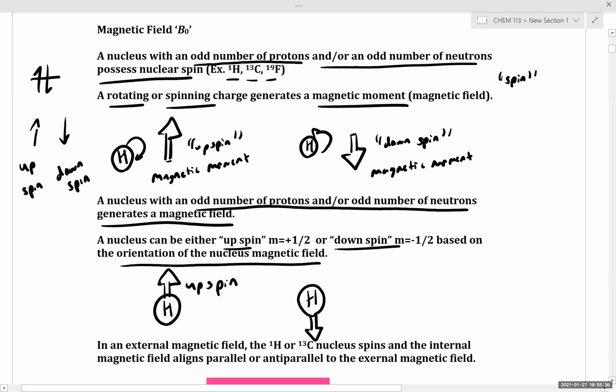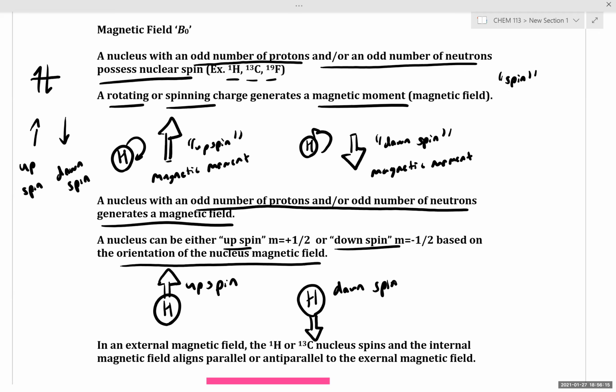Different nuclei have different spin values. Up is a positive value, down is a negative value, but the magnitude can be a little bit different, and that plays into differences in signal intensity and signal frequency that we see. Anyway, does this idea of spin make sense to everyone? We have two possible orientations of our magnetic moments for our nuclei, upspin and downspin. Does that basic idea make sense?